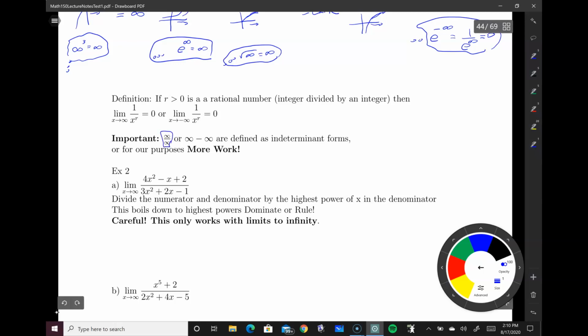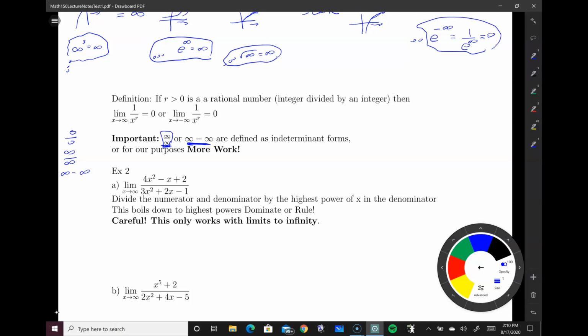Before, we had 0 over 0 as more work. I'm adding to that. Now we have infinity over infinity and infinity minus infinity. So these are all called indeterminate forms, and all three of them mean more work. So just get used to these three things: 0 over 0, infinity over infinity, infinity minus infinity.